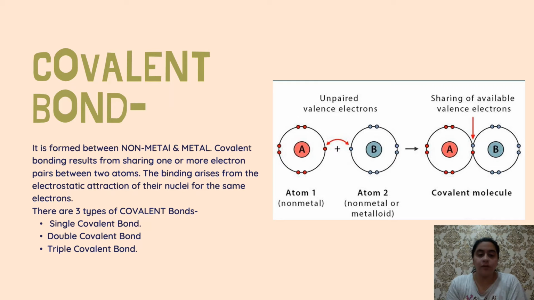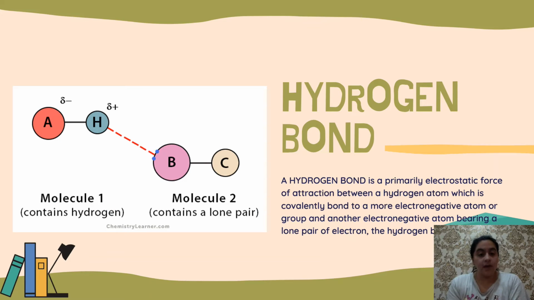Now we have covalent bond. It is formed between non-metals. Covalent bonding results from sharing one or more electron pairs between two atoms. The binding arises from the electrostatic attraction of the nuclei for the same electrons. We have three types of covalent bonds: single covalent bond, double covalent bond, and triple covalent bond.